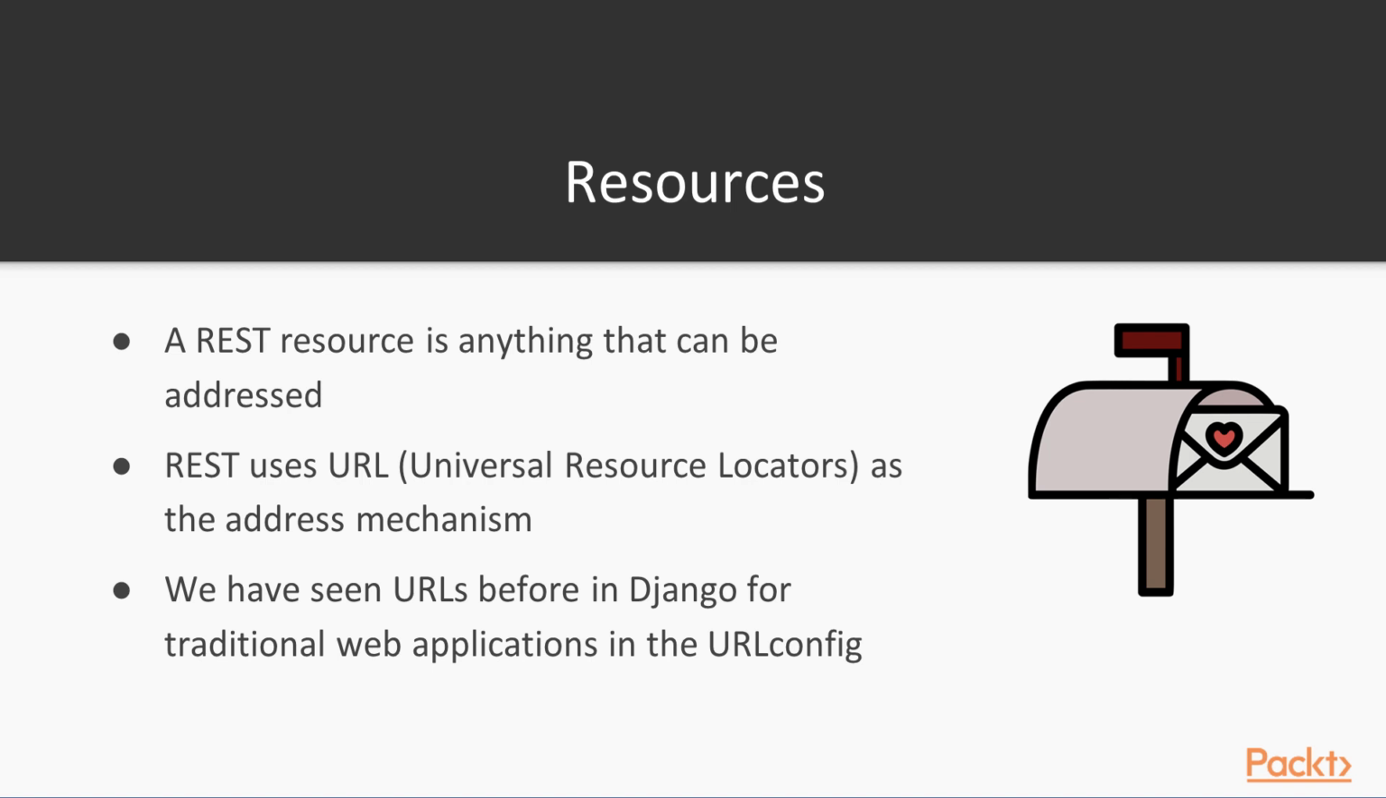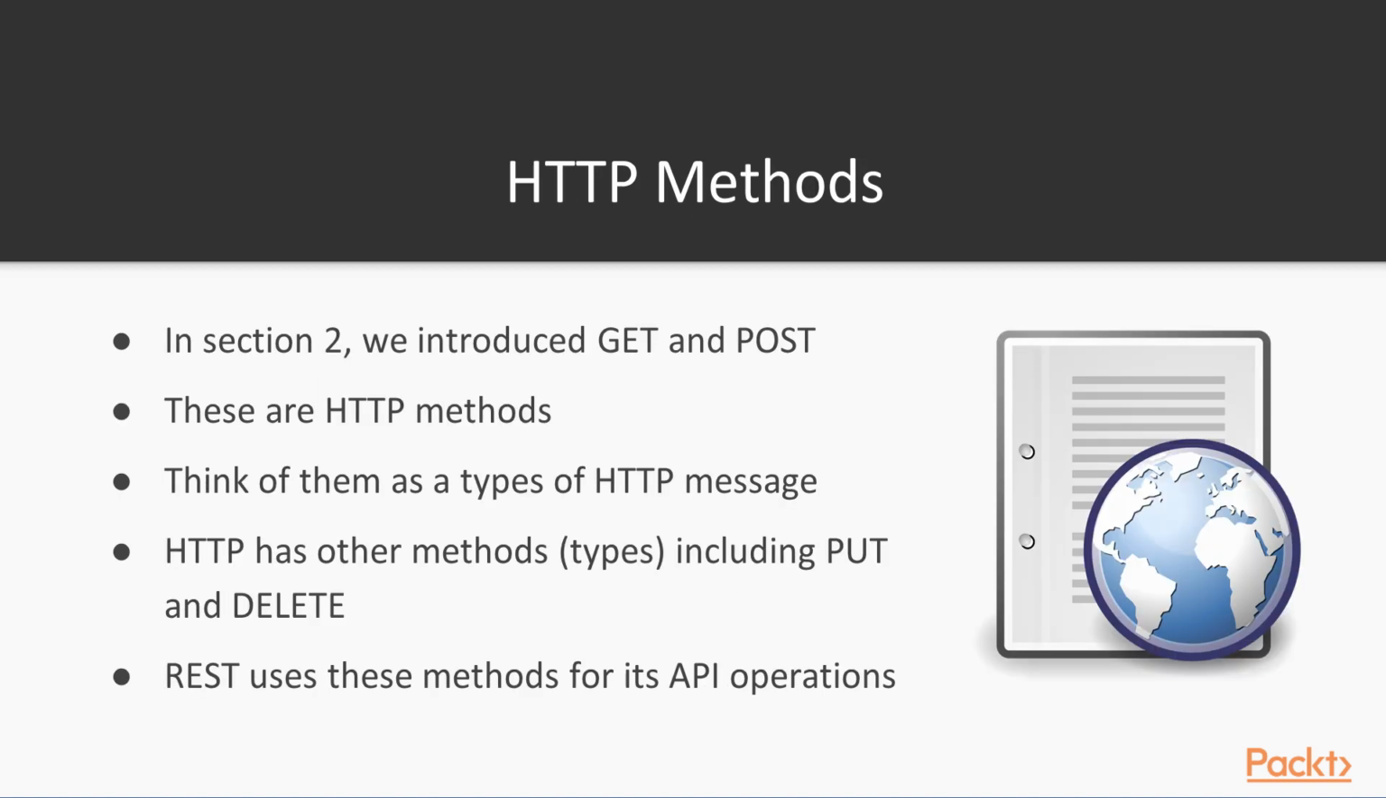And the first, resources. A REST resource is anything that can be addressed. It could be a video, it could be audio, it could be text, it could be pictures, it could be a whole range of different things. Anything that has an address that can be used to identify is a resource. And so REST uses URLs for this purpose. We've seen URLs before in Django for traditional web applications. REST uses similar concepts.